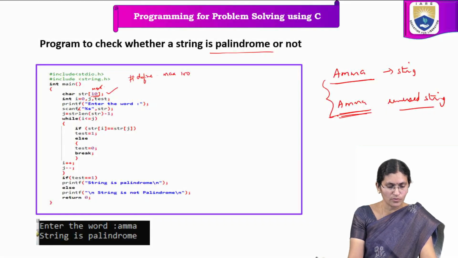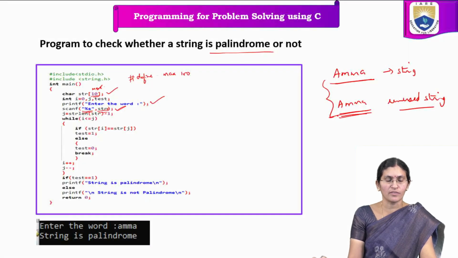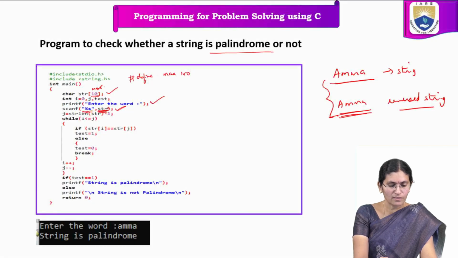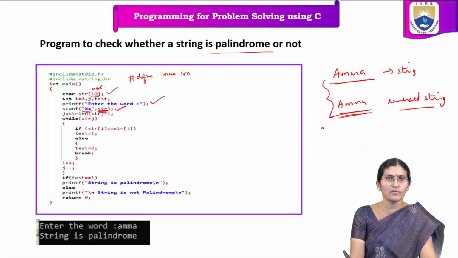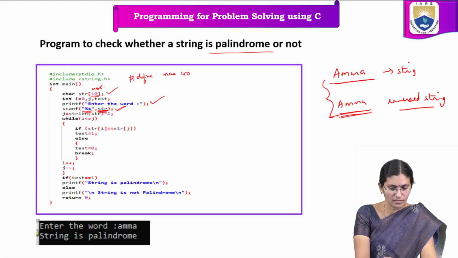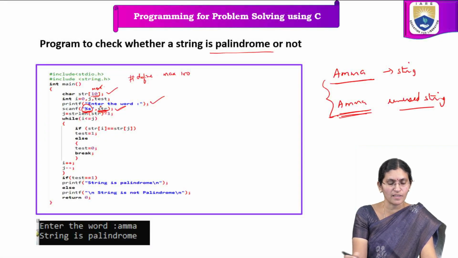Next we have declared integer variables i, j and test. Next, this is the printf statement. Then, in order to read the string from the user, we use the scanf function, which will read the string from the user and store it at this particular address. Here you can see that we are not using any ampersand symbol, because str contains the address of the first element of the string. %s is the format specifier we are using, so there is no need for an ampersand here.